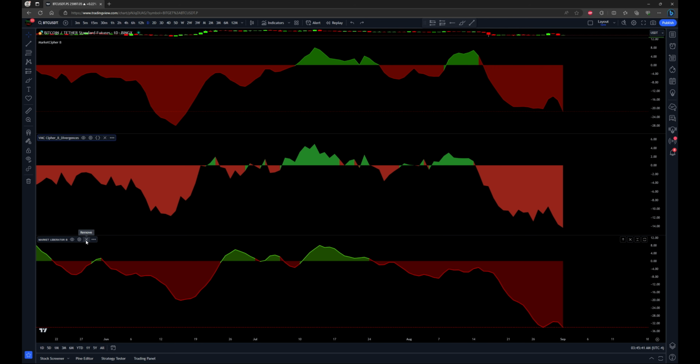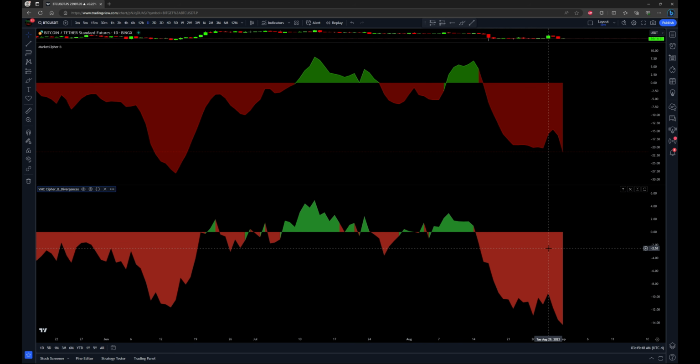And the original question was, can we make it look just like the Market Cipher B? And the answer is, unfortunately, no, we cannot. So we're getting rid of that one, and the question is answered for that.